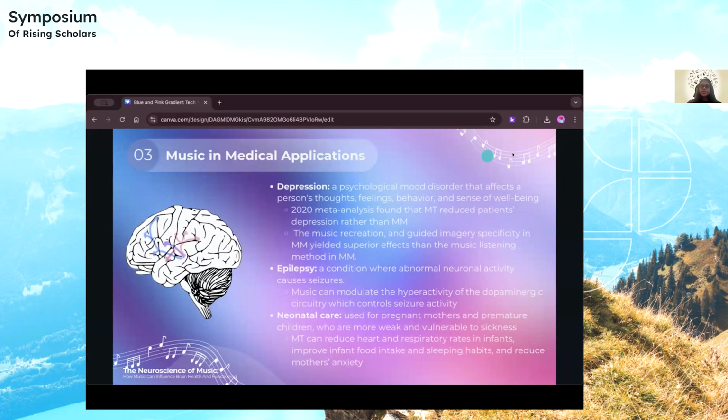And for neonatal care, that's used for a lot of pregnant mothers and their premature babies. Music has been able to modulate responses in breathing and heart rate and reduce the anxiety of mothers that deliver their babies earlier.